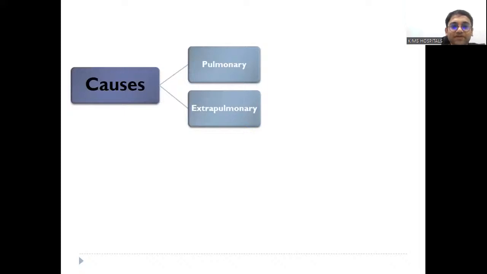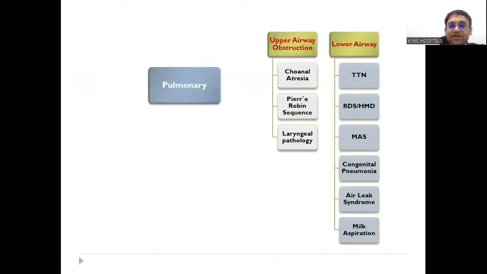So the causes can be classified as pulmonary and extrapulmonary. In the pulmonary causes, there can be upper airway obstruction like choanal atresia, Pierre Robin sequence, and laryngeal pathology like laryngeal stenosis, subglottic stenosis, laryngotracheal clefts, epiglottitis, laryngomalacia. In the lower airway, you can have parenchymal involvement in the form of transient tachypnea of newborn, respiratory distress syndrome, meconium aspiration syndrome, congenital pneumonia. There can be air leaks like pneumothorax, pneumomediastinum, pneumopericardium, and there can be milk aspirations or any other aspirations.